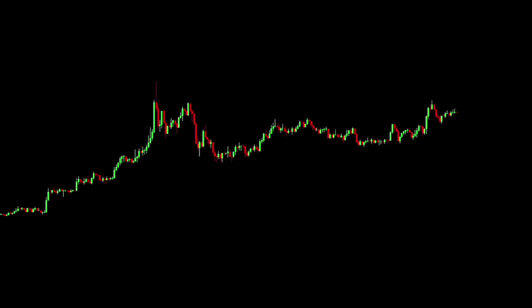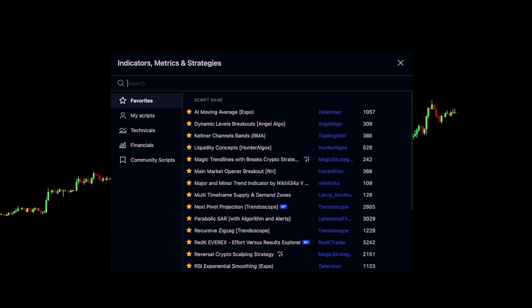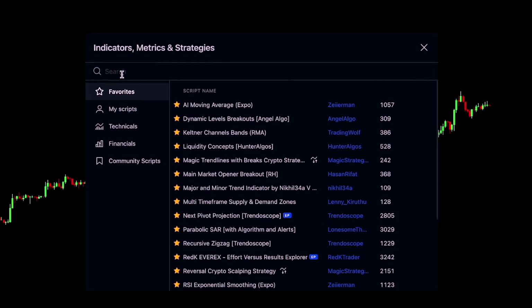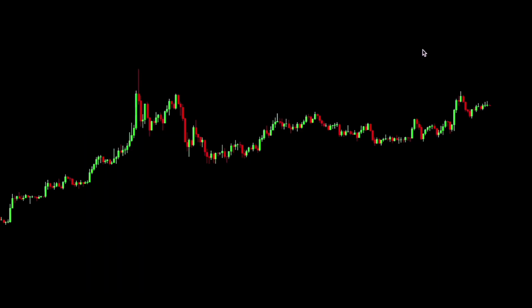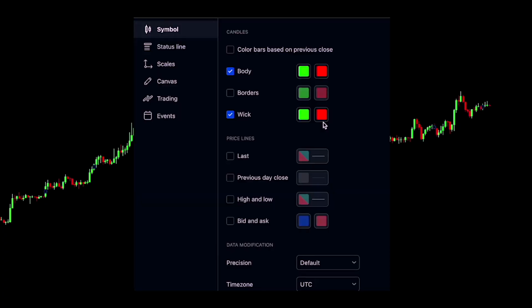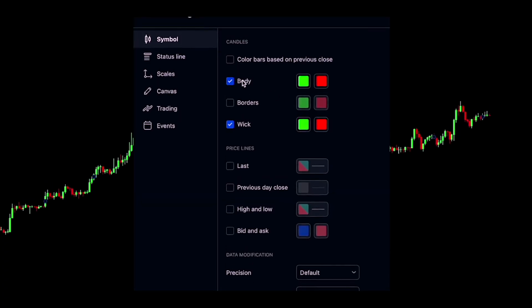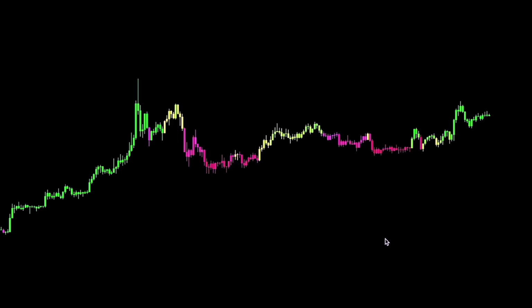First, log into your TradingView account and open the super chart. For this example, I'm looking at Solana on the 1 hour time frame. Go to the Indicators tab and search for the first tool called Phantom Flow Trend Detector. At first, you won't see anything on the chart. To make it visible, double-click on any candle. That will open the chart settings. The next step is to disable candle bodies and wicks, and your chart should now look like this.